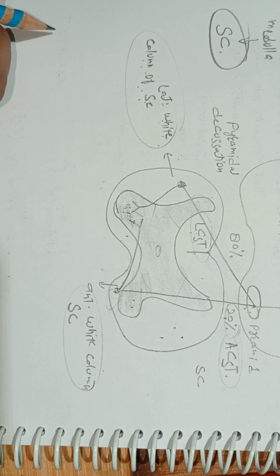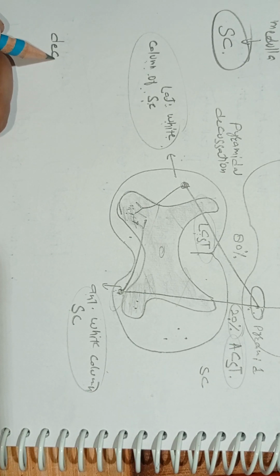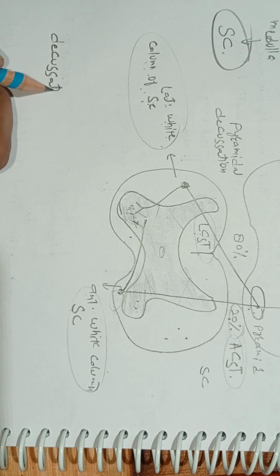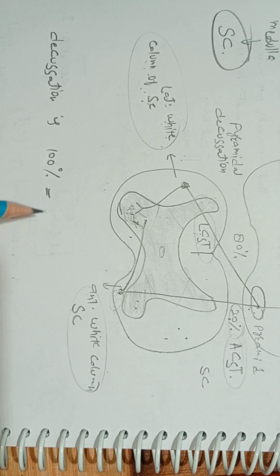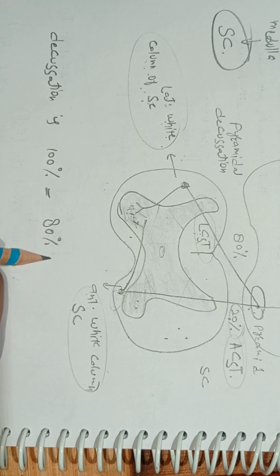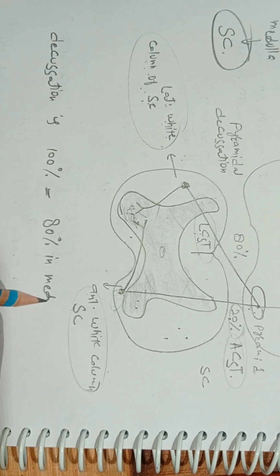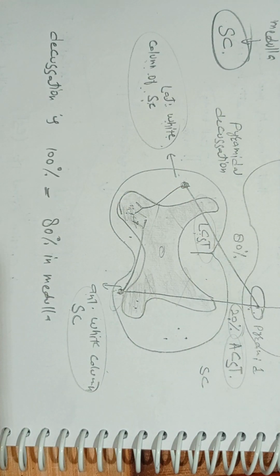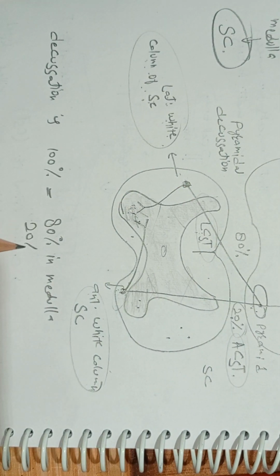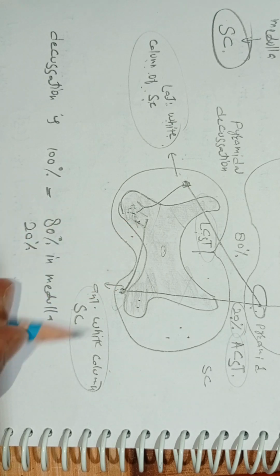Clearly, so I can say decussation is 100%. How? 80% is in the medulla. As you can see here, 80% is in the medulla. Decussation means crossing, while 20% is in the spinal cord. Here is the rest of the 20%.